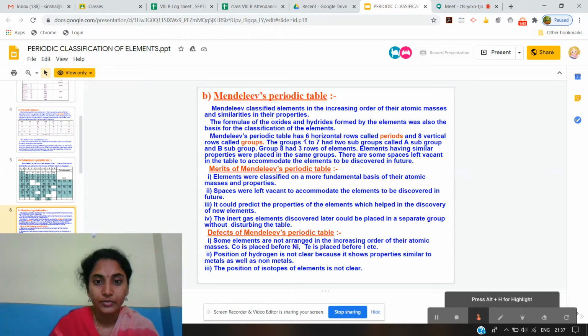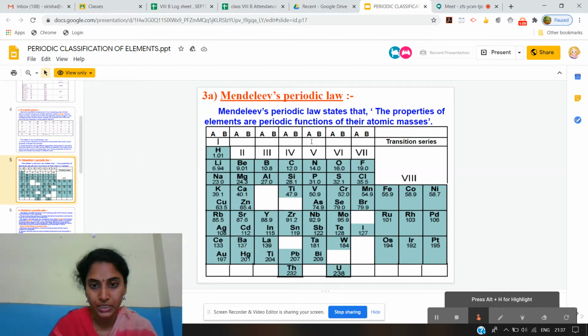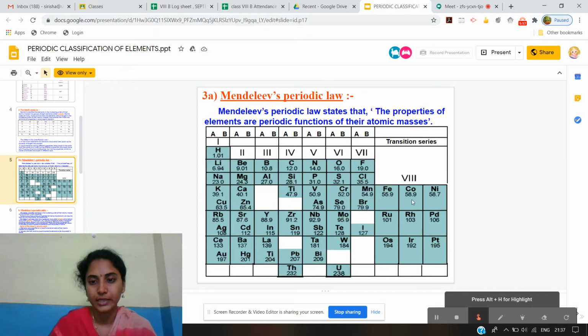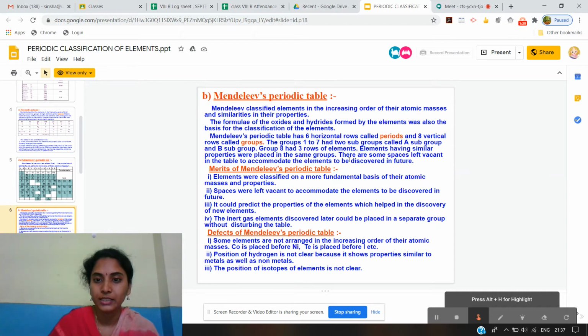All right. The groups 1 to 7 had two subgroups called the A subgroup and the B subgroup respectively. See here, they have two subgroups as well, A and B. Group 8 has three rows of elements. See here, group 8 he has considered as a different group. So it has three subgroups, iron, cobalt and nickel, on the extreme right hand side. Elements having similar properties were placed in the same groups.